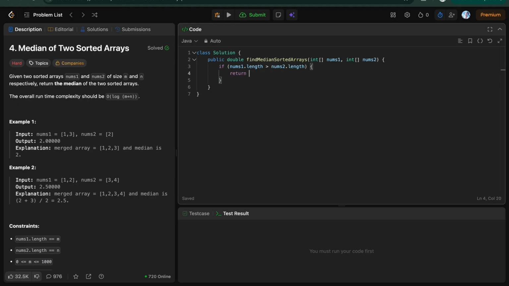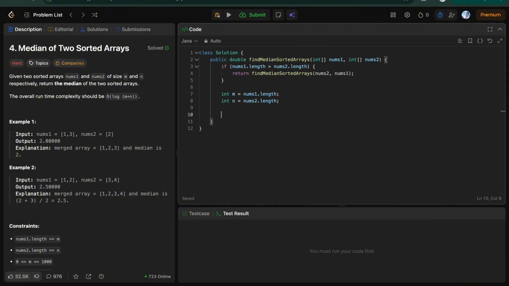Okay, so we're going to write findMedianSortedArrays, with nums1 and nums2 as parameters. Once that's done, we're going to have integer m, which is the length of nums1, and integer n, the length of nums2. We're going to have integer left, integer right, and also integer half. The half will be m plus n plus 1, divided by 2.